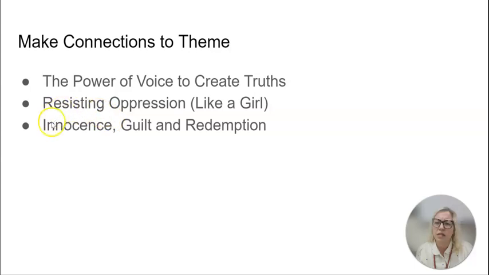Who is innocent in this book? How might that connect to structure? Does anyone get redemption? Is anyone forgiven? Does anyone fix something enough that they should be absolved from the wrongs that they've committed? And how might that connect to structure?